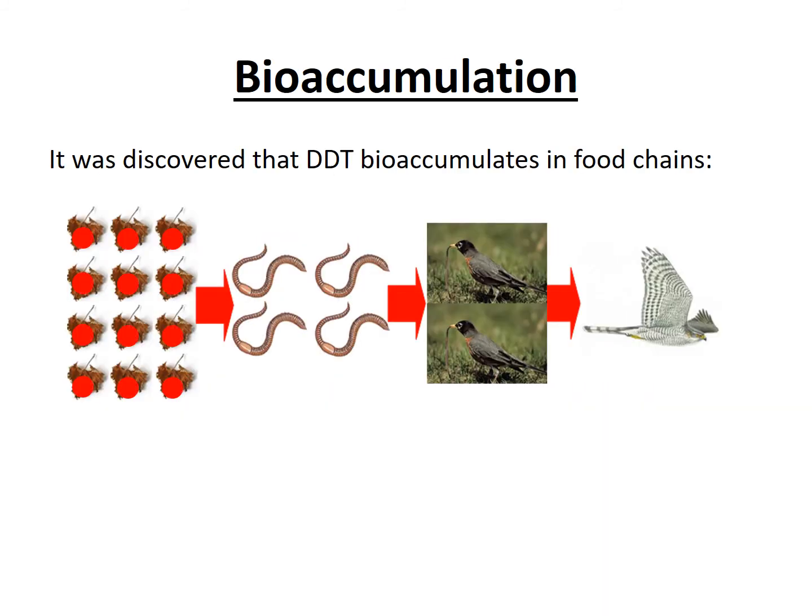DDT bioaccumulates in food chains. So although the smallest things at the bottom of the food chain will get a small amount of DDT, it's not enough to kill them. However, if there's a small amount of DDT in a worm after it's eaten a load of leaves, each bird might eat 2 worms, and then each hawk at the top end might eat 2 smaller birds. And actually every time that we add another level to this, the animal at that level eats more. It's a bigger animal, it eats more of the thing below, in which case it's getting loads and loads of this pesticide building up.